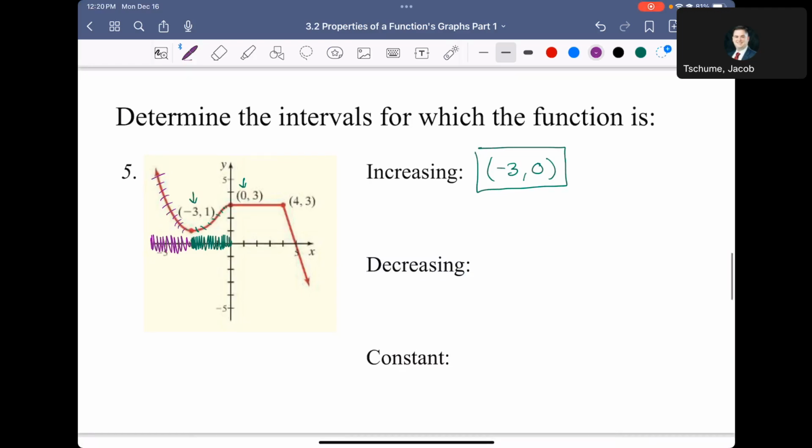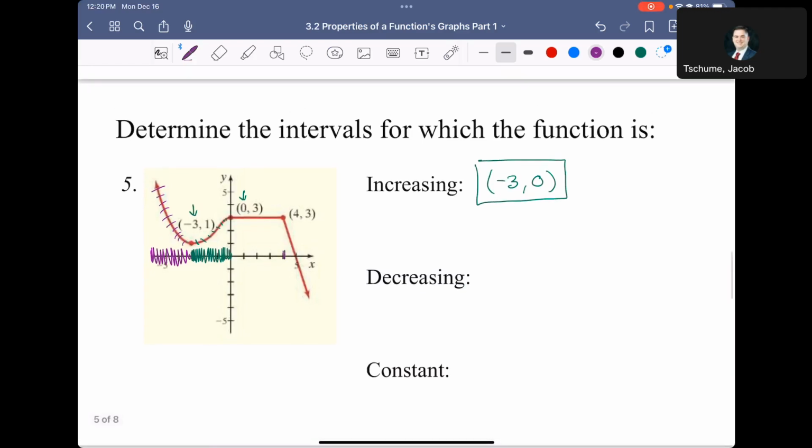Sorry. Wrong button. There we go. Also from here to here, it is going in a downward direction. So since it's going downward in two different spots, we have to write both of these intervals as our answer.